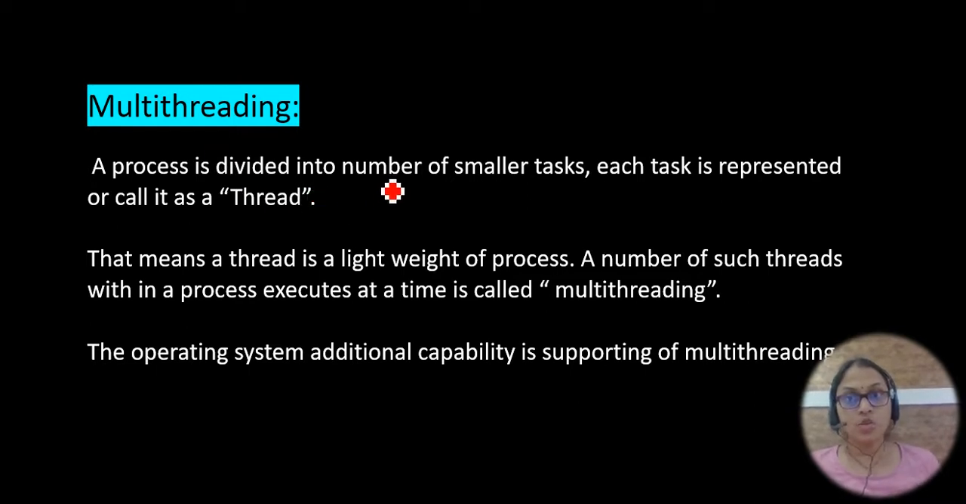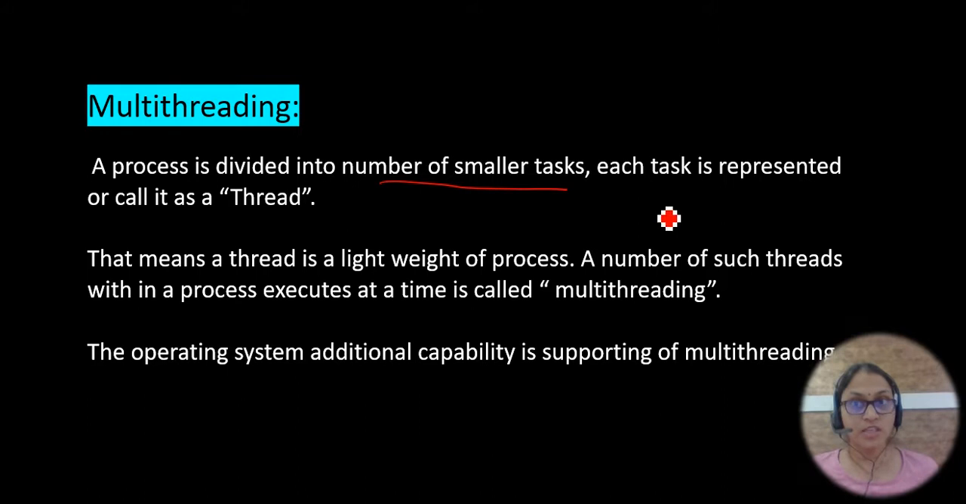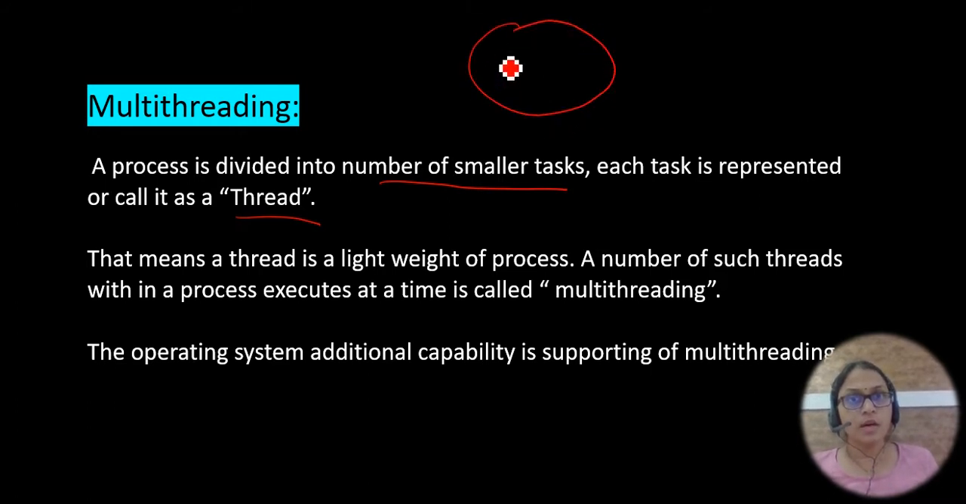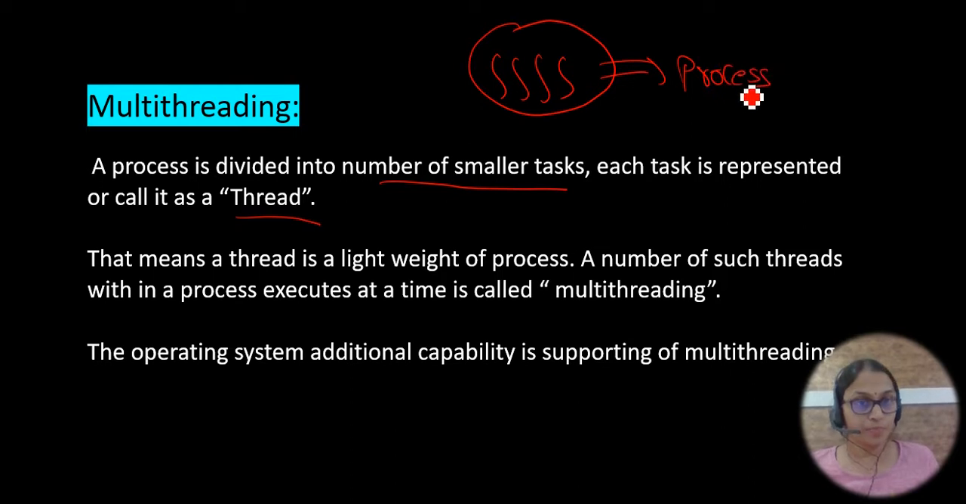A process is divided into a number of smaller tasks. Each task is represented as a thread. So in a process you have multiple threads. Each and every smaller task we call a thread. That means a thread is a lightweight process. A number of such threads within a process executing at a time is called multi-threading.